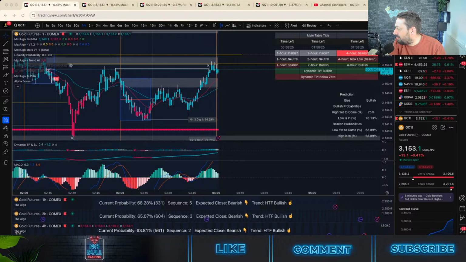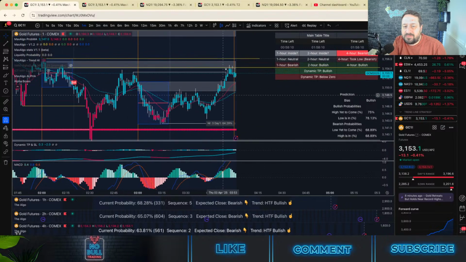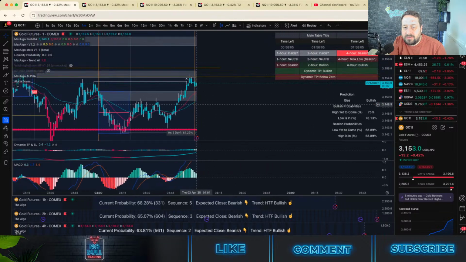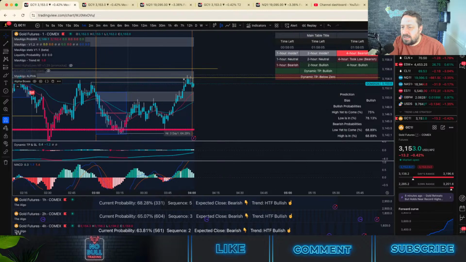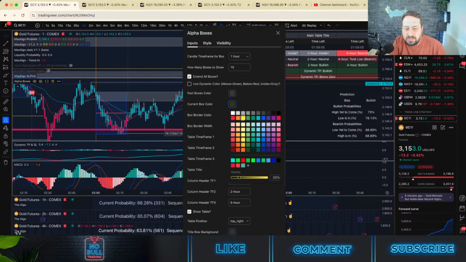Right, I'm going to try and grab a trade because this is what it's about, right? So right now on gold, I want to see gold. We've just created a brand new hour, a brand new 2 hour, right? So we're inside the current hour. So I'm just going to increase the color of the hourly box, the new hour, so that you can see it a bit clearer.